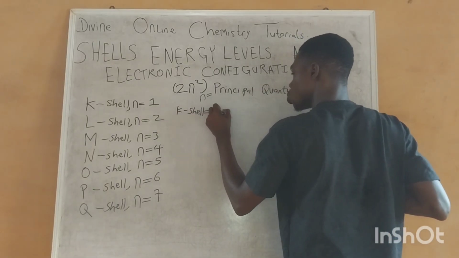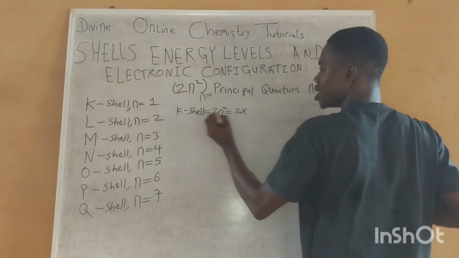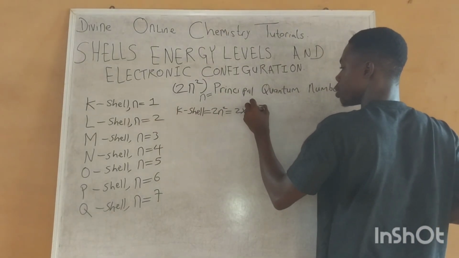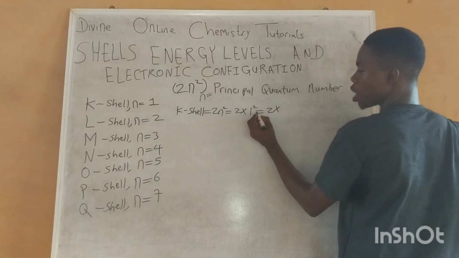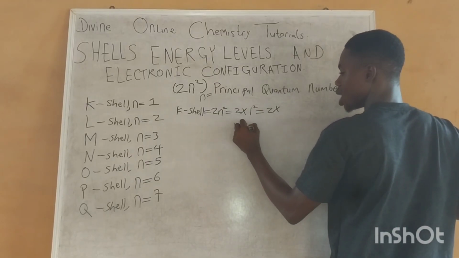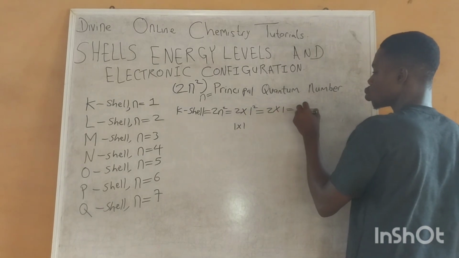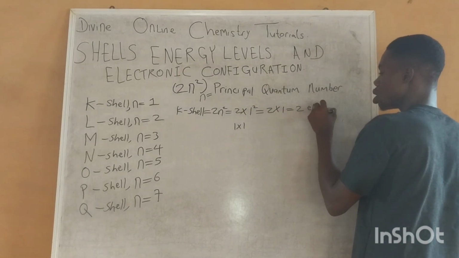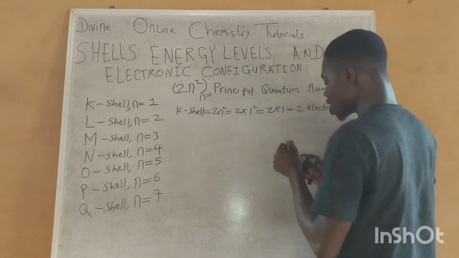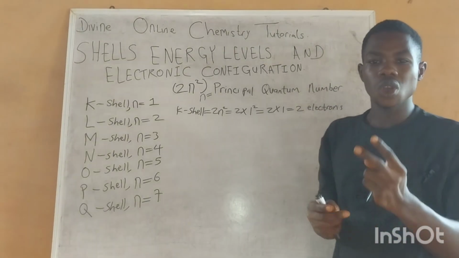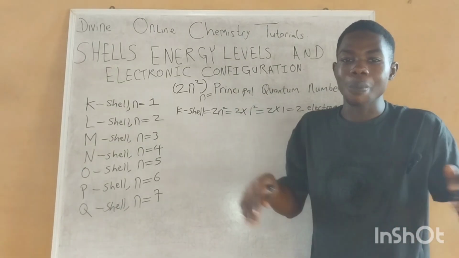Using the formula 2n raised to power 2, we have 2 times, where n for the K shell is 1, raised to power 2. 1 raised to power 2 is 1 times 1, which is still 1. So 2 times 1 is 2 electrons. So you can see that the K shell can carry a maximum of 2 electrons.